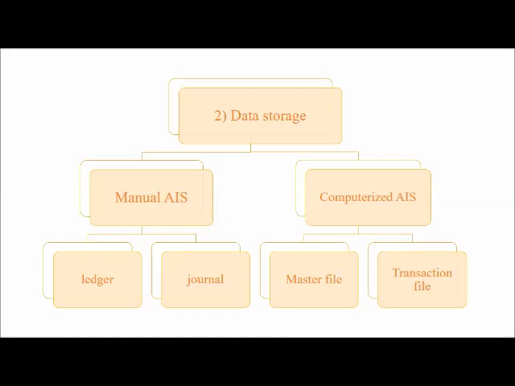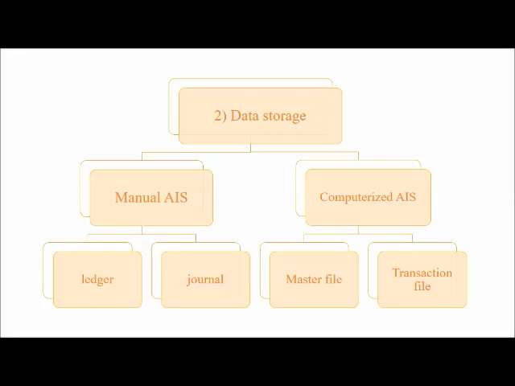The second type was called the computerized or complex accounting information system. In this system, we depend on computers, high technology, and a very high infrastructure. The third one was a merge between the manual system and the computerized system. So, data storage will change according to each accounting information system that we are using.